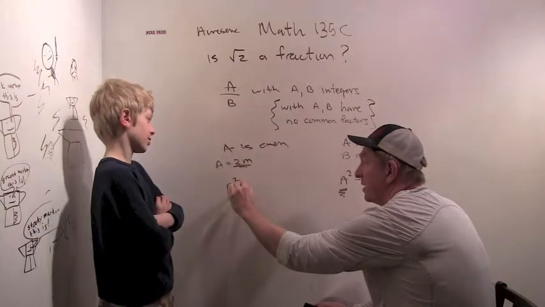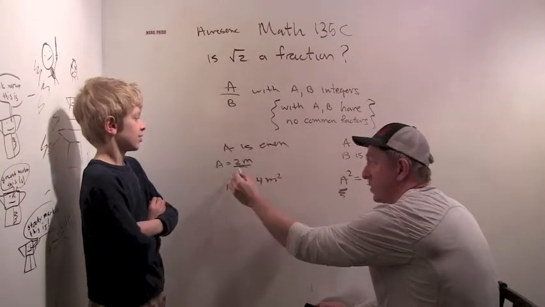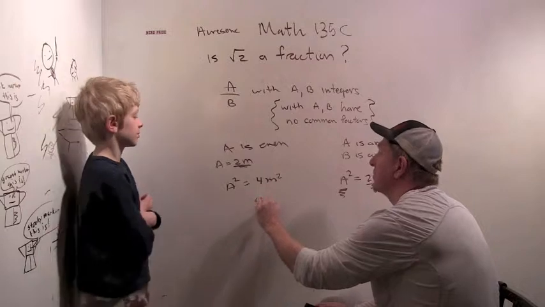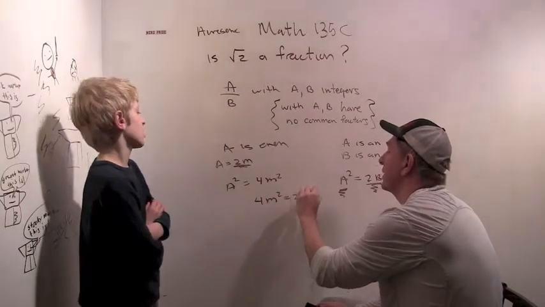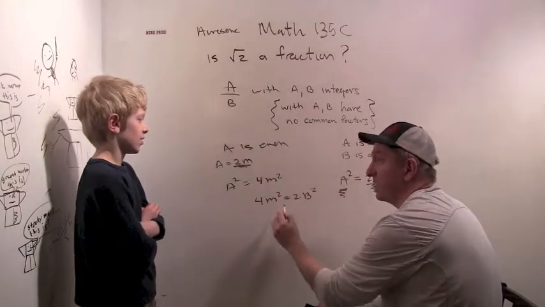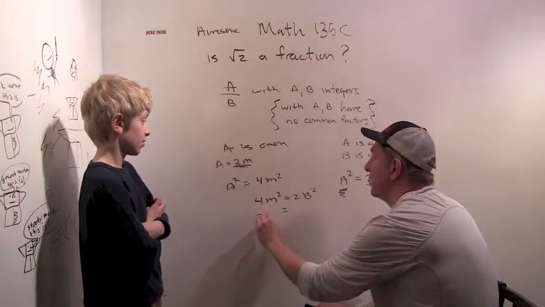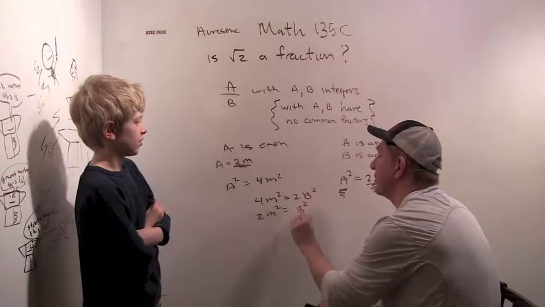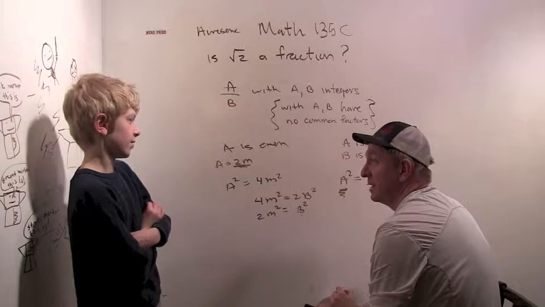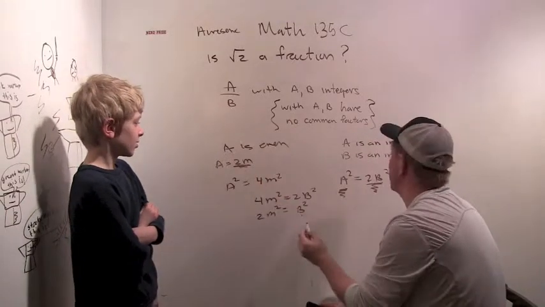So a squared is 4m squared. So I get 4m squared is 2b squared. Now I divide everything by 2. 2m squared is b squared. What does that mean about b? B is even. Same as before. B has to be even.